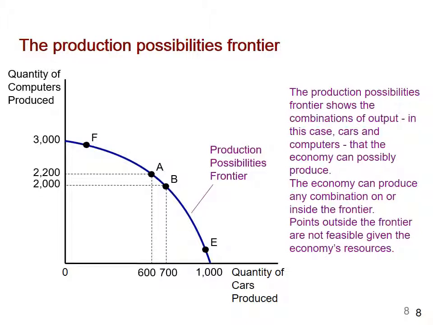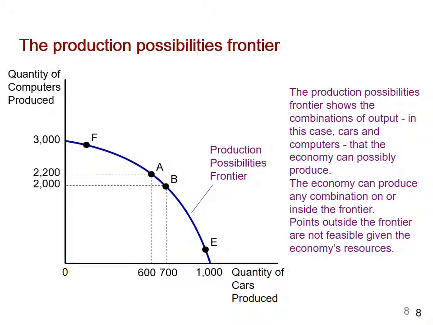Now consider a point like E or a point like F. Both these points are also efficient because they are on the PPF. These points give us the maximum combination of cars and computers that can be produced by this country, given the best practices in production and employing all its resources. Where the country is may be determined by the preferences of its people and the government, but all points on the PPF are efficient.